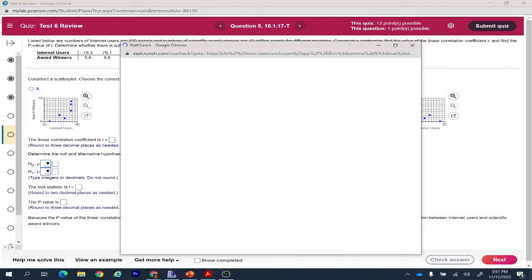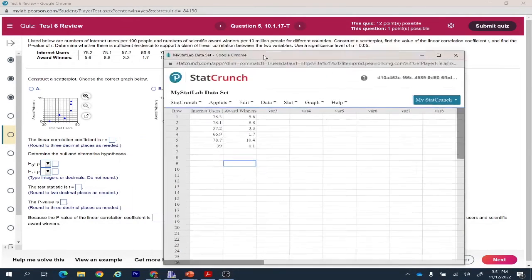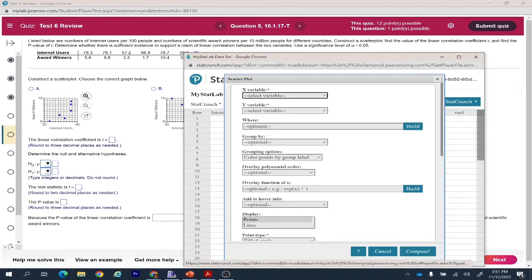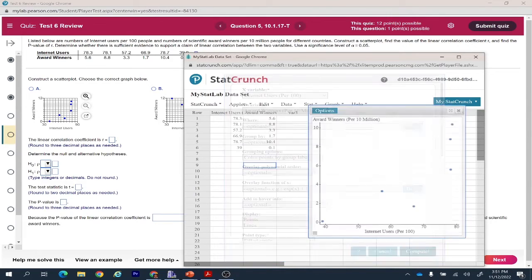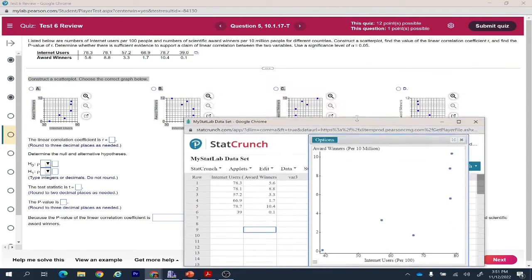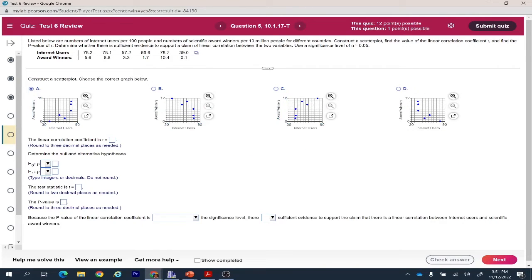First of all, open your data in StatCrunch, and this is the data. Now you want to plot the graph. Let's go to Graph, choose a scatter plot, choose your X variable, which is internet user, Y variable, which is award winner, and just hit Compute. It's going to give you the scatter plot, as you can see here. Now compare the scatter plot we got here with the given scatter plots. As you can see, this is very close to the first one. So that is our answer.